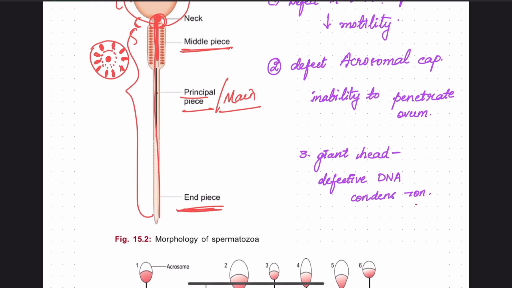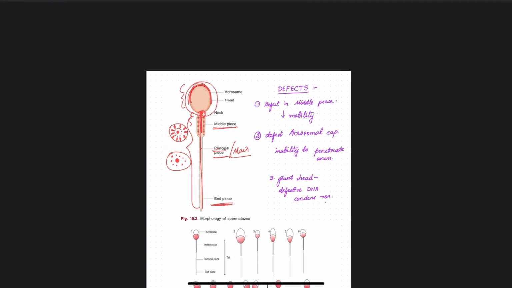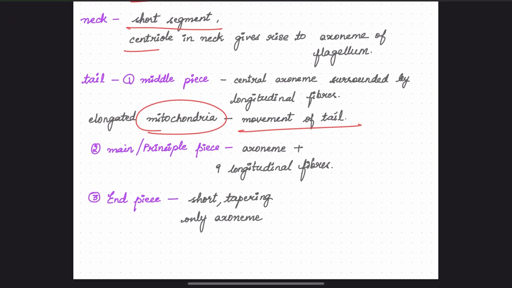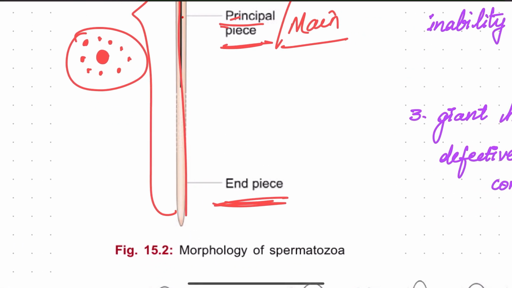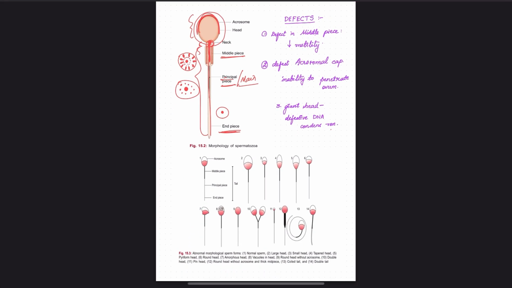Now this is the principal piece. It has a central axoneme surrounded by exactly 9 longitudinal fibers: 1, 2, 3, 4, 5, 6, 7, 8, 9. The end piece is short and tapering, and it has only the axoneme. This is the structure of a normal sperm.